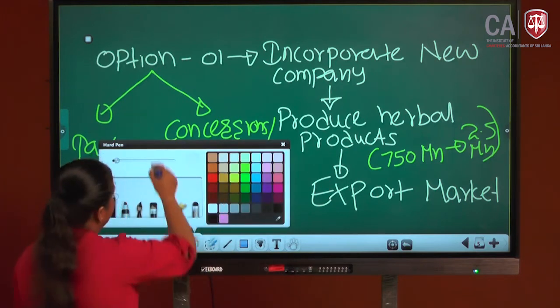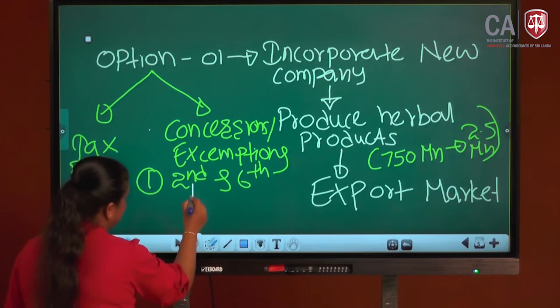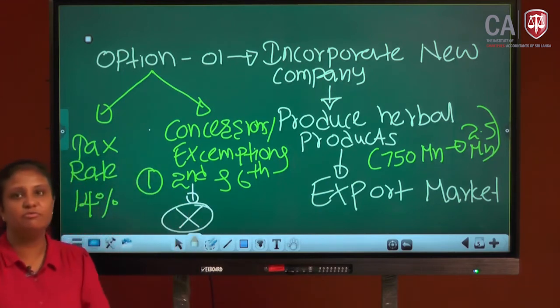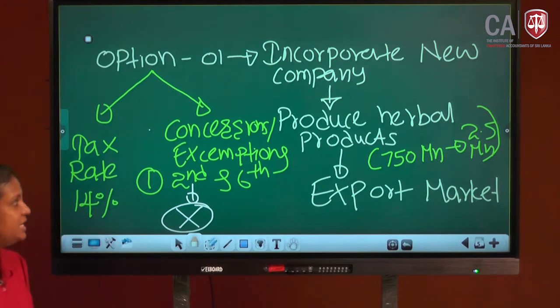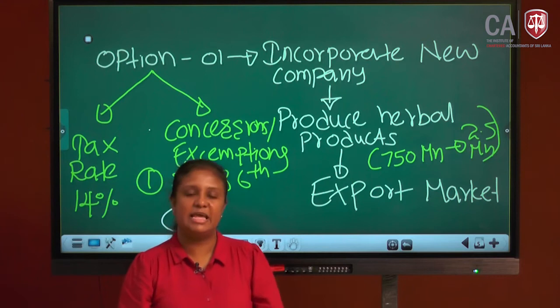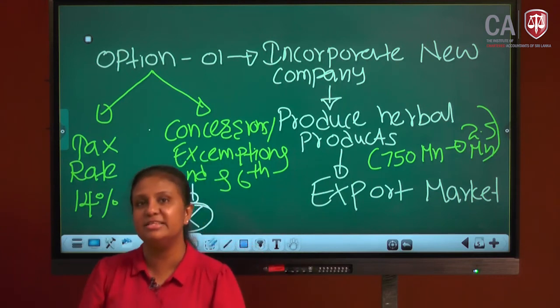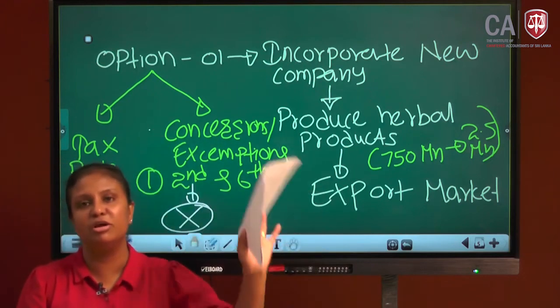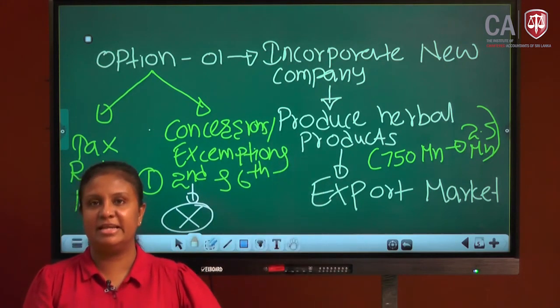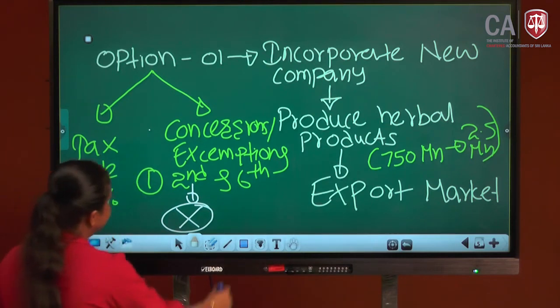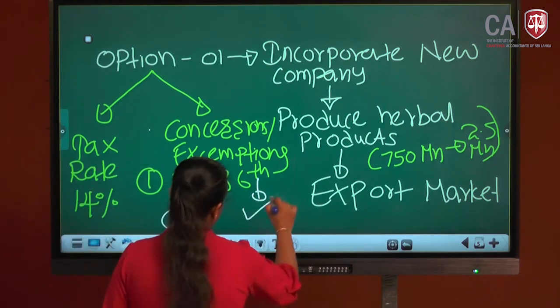Then my question is, can we apply the second schedule? No, we cannot apply. Why? My investment is less than US dollar 3 million. If it is so, can I go with the second schedule? No, eliminate that. Therefore, the sixth schedule can be applicable.